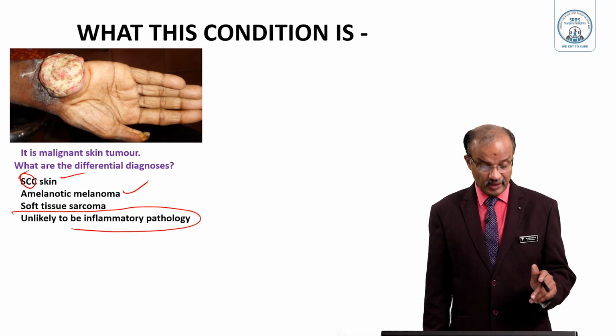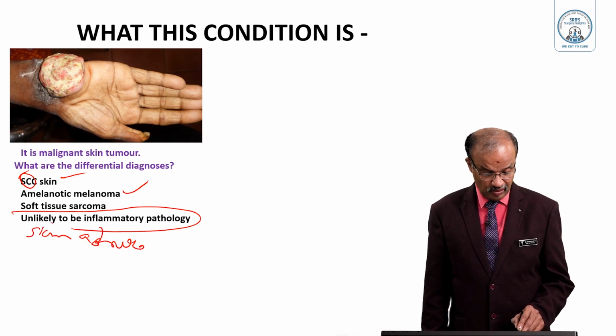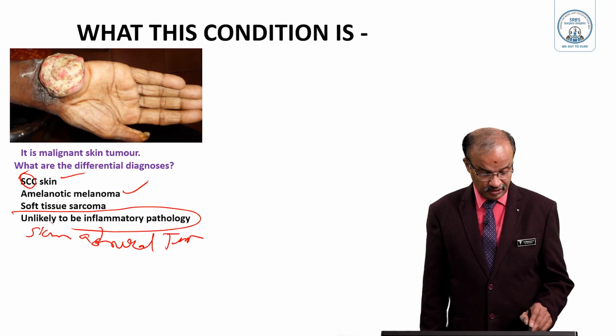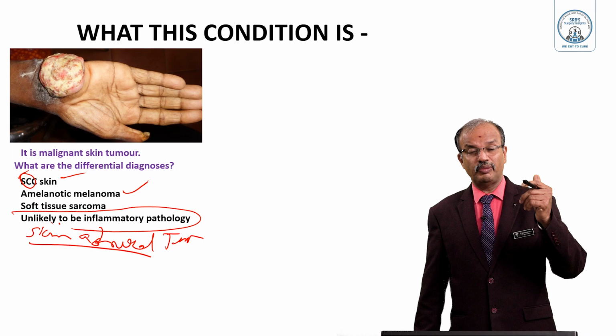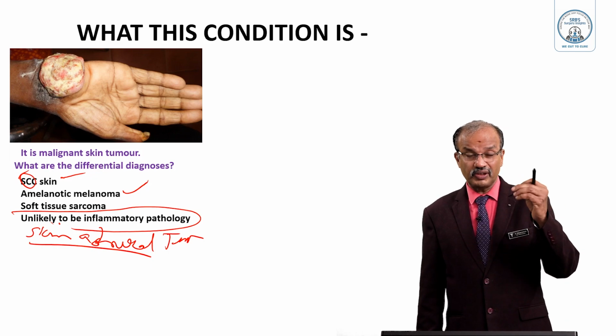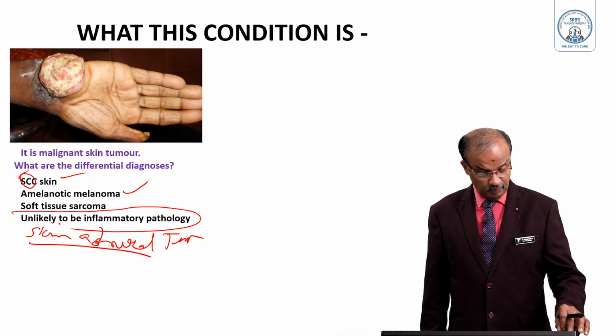and not much painful. The other thing is an aggressive skin adnexal tumor. It's another possibility you have to think of as a differential diagnosis. Skin adnexa, you know, are the sweat glands, sebaceous glands and hair follicles. So tumors arising from these structures are called skin adnexal tumors. There are also other possibilities.